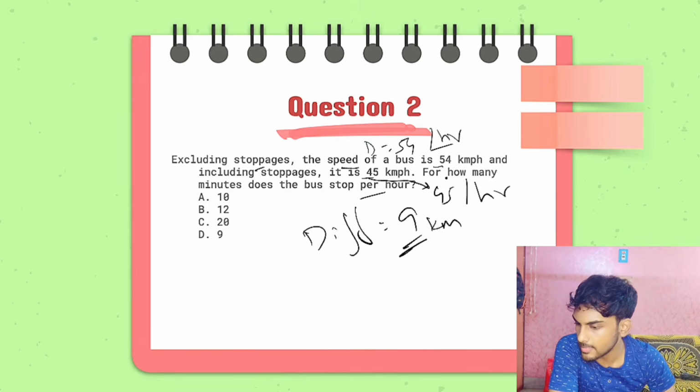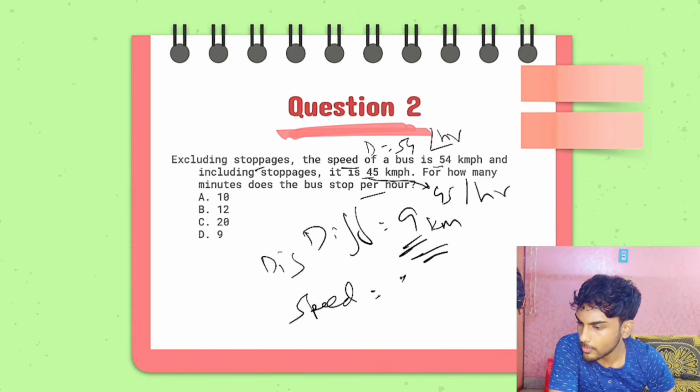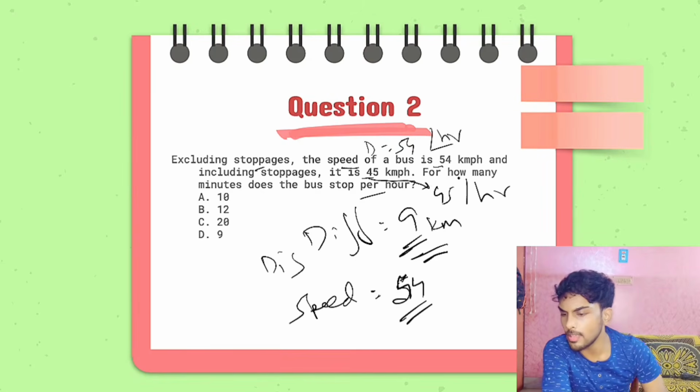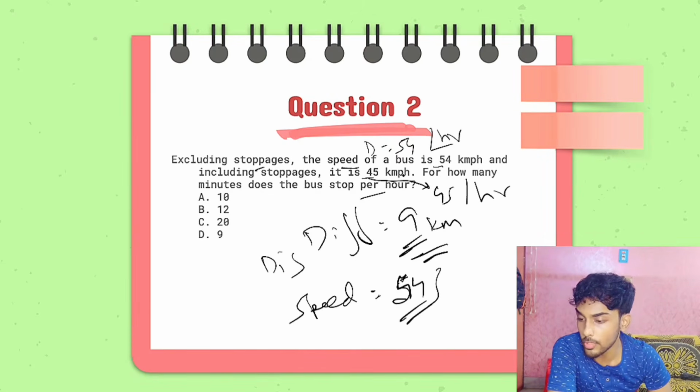Now, how much time is it? Very easy. We already know the distance. We also got the speed. The speed here is 54, because this is the original speed. We won't use 45 because 45 is including stoppages. And the original speed of the bus, which is excluding stoppages, is 54.